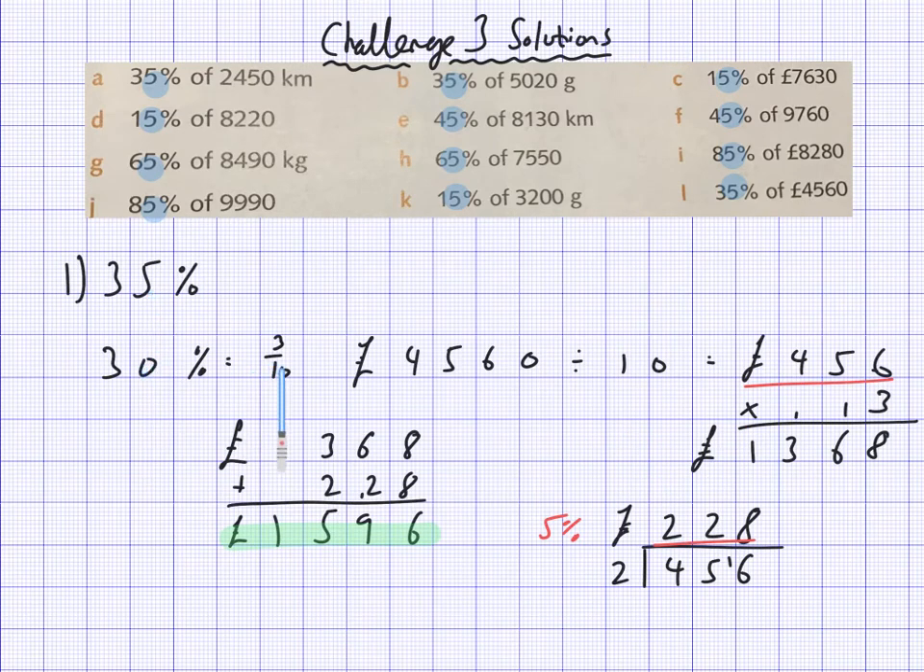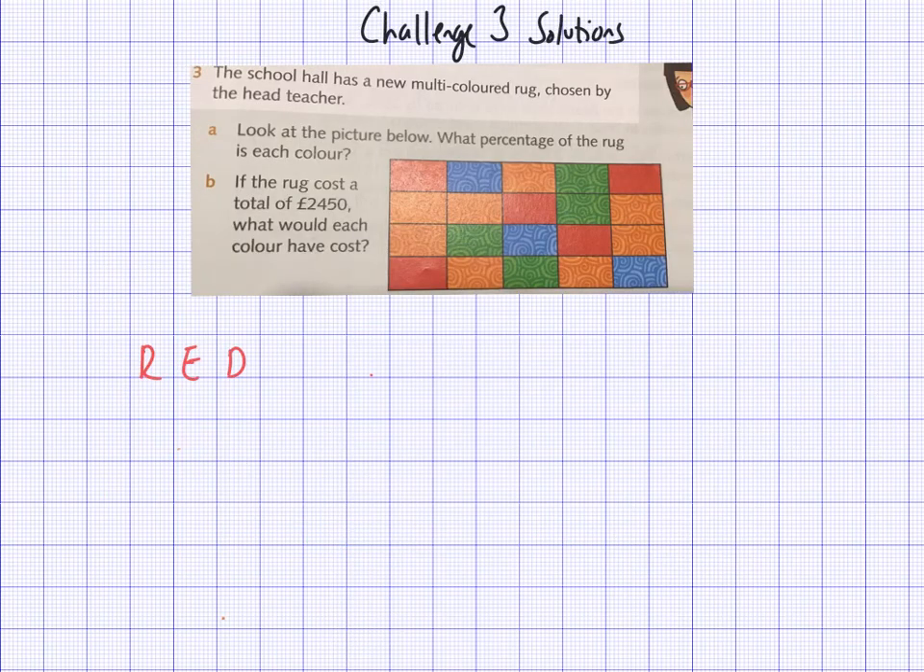So I found 30%, or 3/10, by dividing by 10 and then multiplying by 3, and I got 1,368 pounds. I had found 10%, which was 456, divided that by 2 to get 5%, which is 228, and when I added those together, the final amount was £1,596. Your teachers will look at question 2 to see what your instructions were for that.